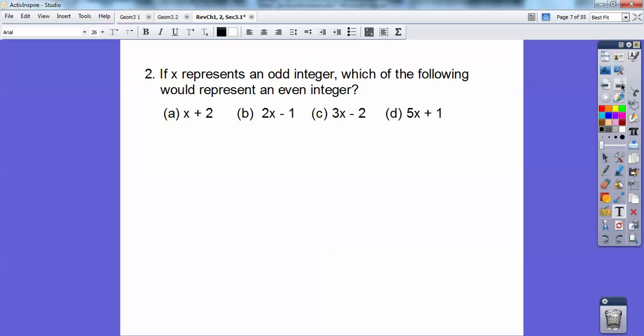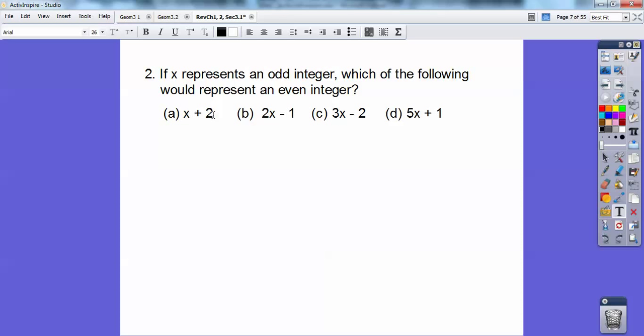If x represents an odd integer, which of the following would represent an even integer? Pick any odd integer: 1, 3, 5, 7, 9, any one of them. I think I picked 5. And just plug them in, you guys. So just pick an odd integer and plug it in to see which one is going to give me the even. Only one of them will.